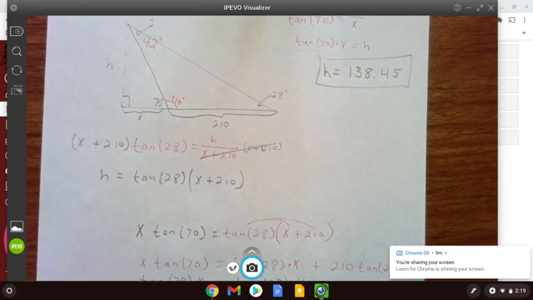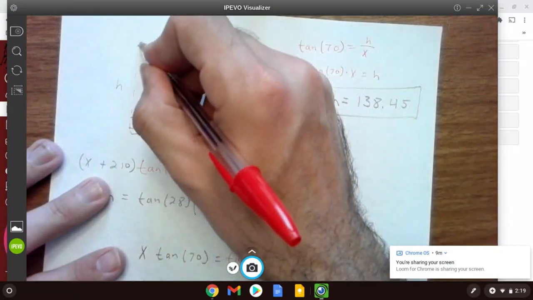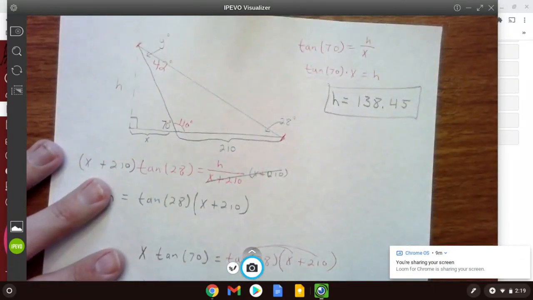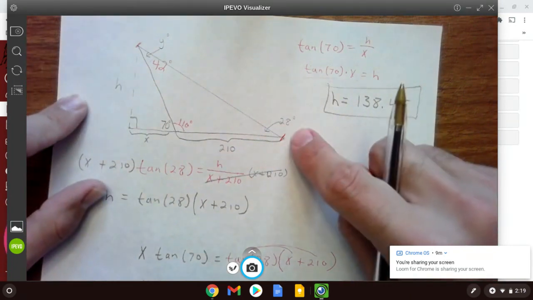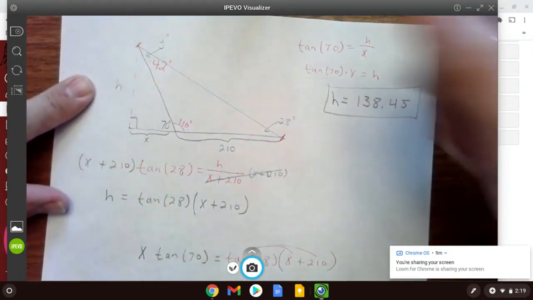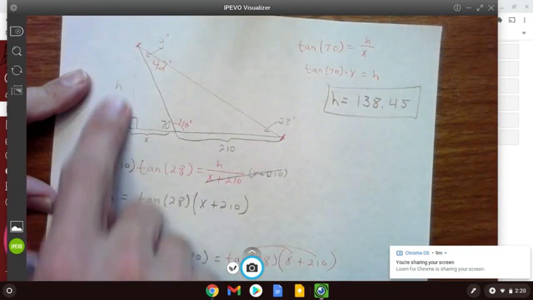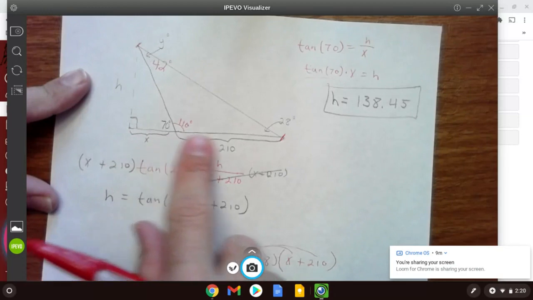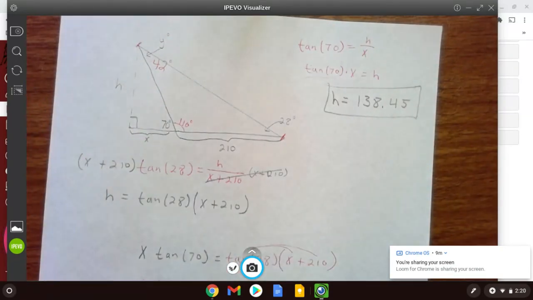Now, if you just had to know, you could also find this distance here. You could use sine of 28 if you wanted to. Sine of 28 would be h over this missing side, because you already know what h is. Or you could use the Pythagorean theorem: h squared plus whatever this side is squared equals that squared. All right, that's good.